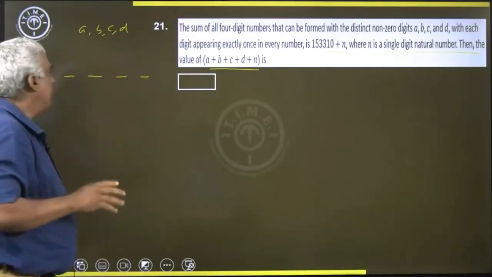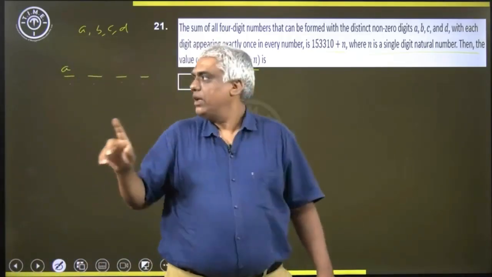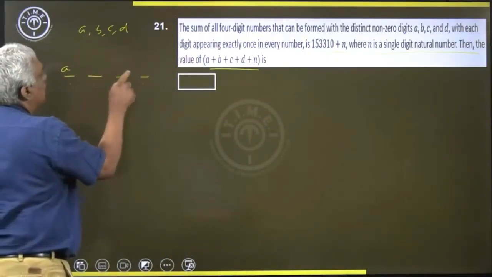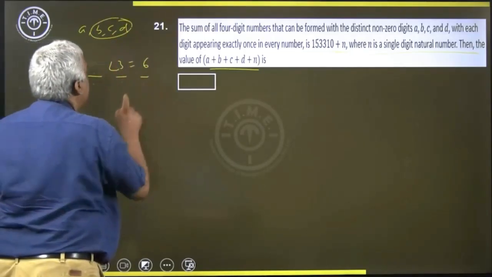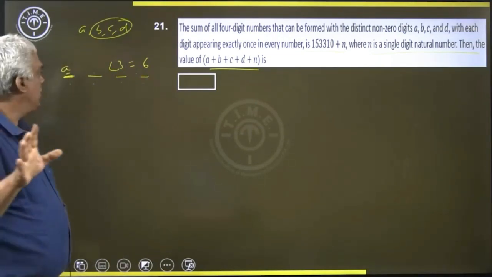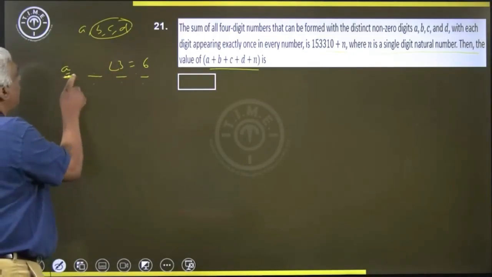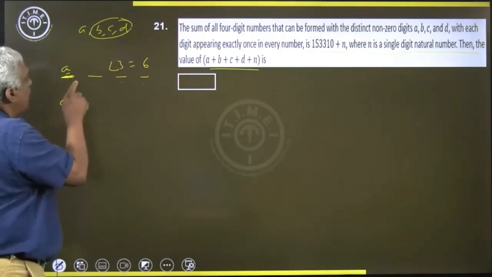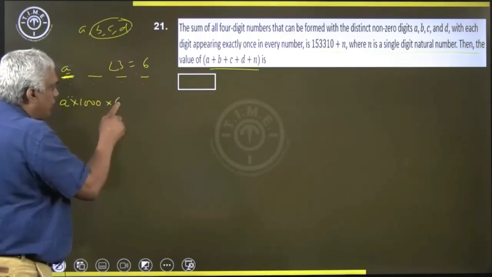Now, whenever you form the number, A will appear on the unit place, tens, hundreds and thousands place. How many times will A appear at the 1000 place? These 3 other digits can be arranged in factorial 3 ways, which is 6 times. So A will appear in the 1000 place 6 times. Similarly, B will also appear here 6 times. So the place value here is 1000, so A into 1000 will come 6 times.